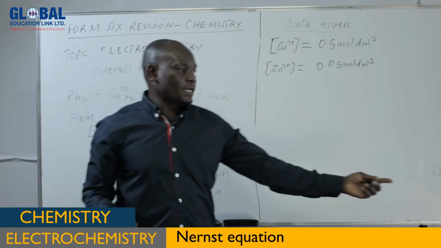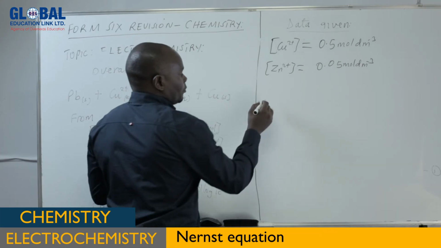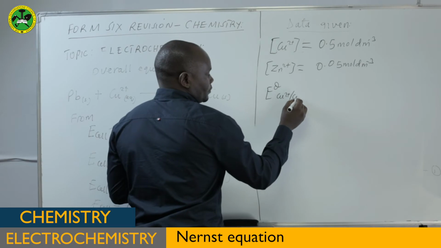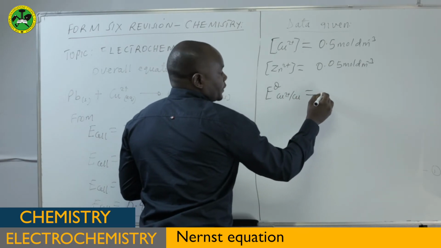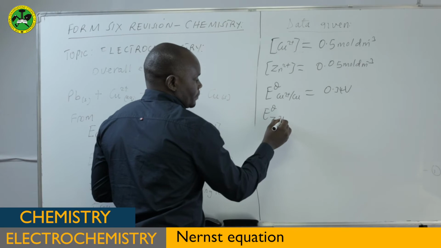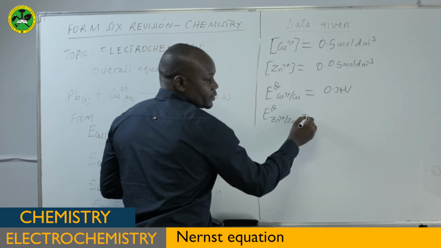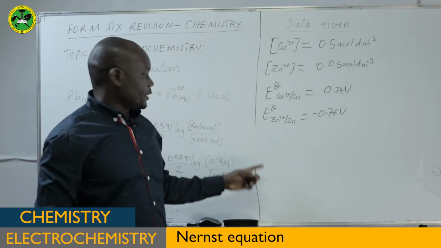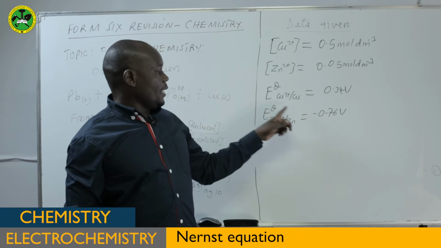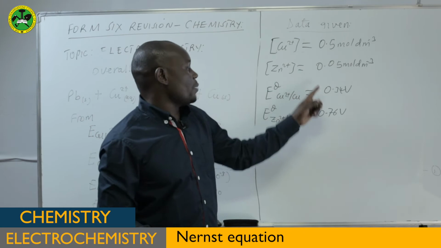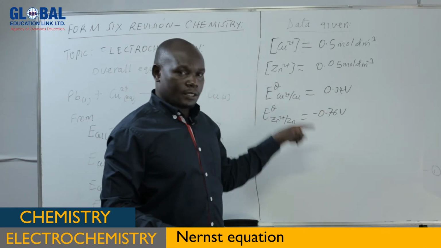But also there are standard electrode potentials given. We have the standard electrode potential of copper, which is equal to 0.34 volts. And we also have the standard electrode potential of zinc, which is equal to negative 0.76 volts. Now, do you see here our standard electrode potentials are written as reduction potentials. So you don't need to change their sign. They should appear as they are in the next equation.